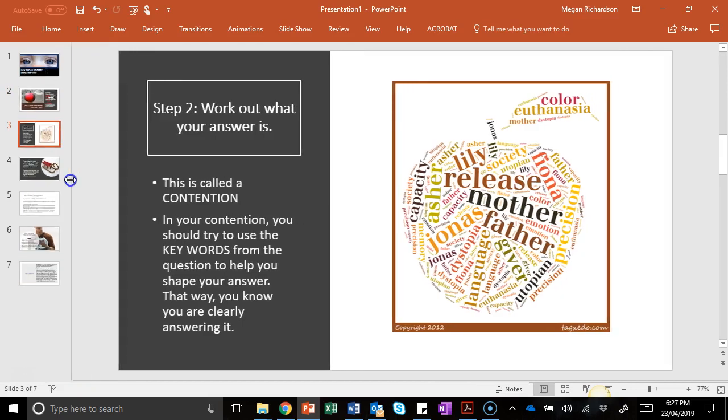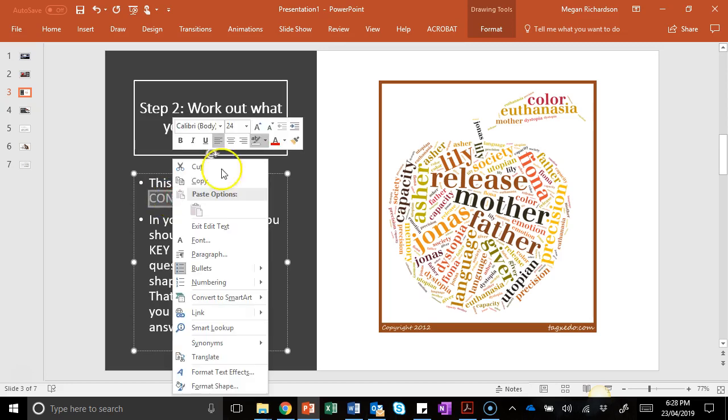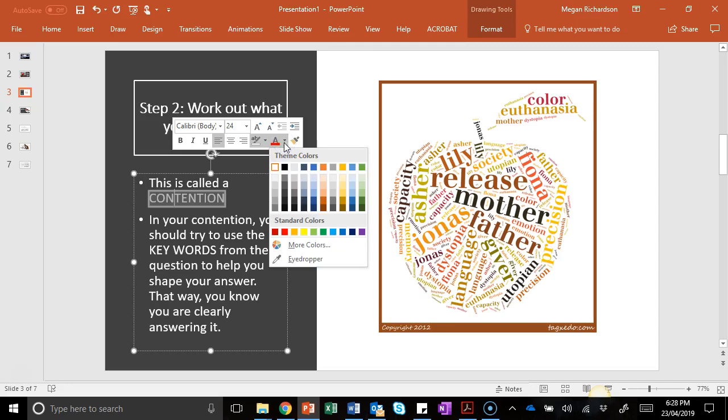Step 2. Work out what your answer is. So we know what the question is now. Does Lois Lowry endorse sameness, and what does it teach us about sameness? That's the question. Now we need to work out what our answer is. An answer is what we call a contention. It's a fancy English word. We say, what is your contention?